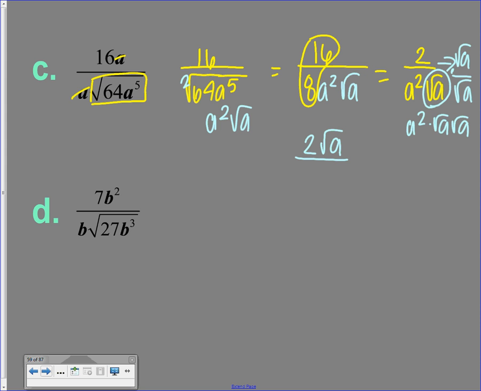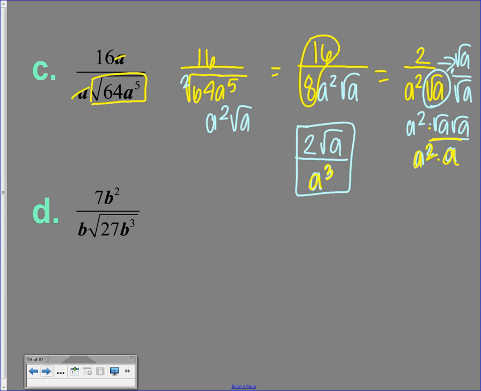Well, the square root of a times the square root of a is a, and then times a squared means I have a to the 3rd on the bottom. Okay, so let me go through that again. The square root of a times the square root of a, this part just gives me a. I still had an a squared, so a squared times a gives me my final a to the 3rd. Okay, so my final answer: 2 times the square root of a over a to the 3rd.